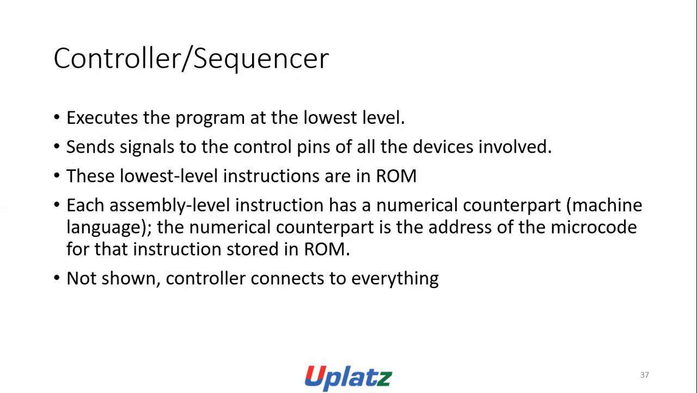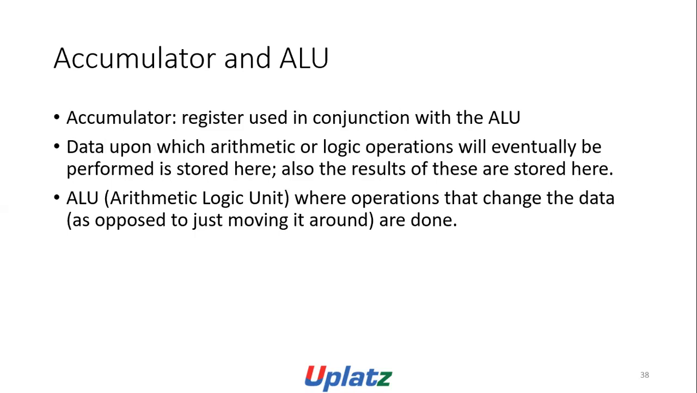The controller sequencer executes the program at the lowest level, sending signals to the control pins of all the devices involved. These lowest-level instructions are in ROM. Each assembly-level instruction has a numerical counterpart in machine language. The numerical counterpart is the address of the microcode for that instruction stored in ROM, not shown. The controller connects to everything.